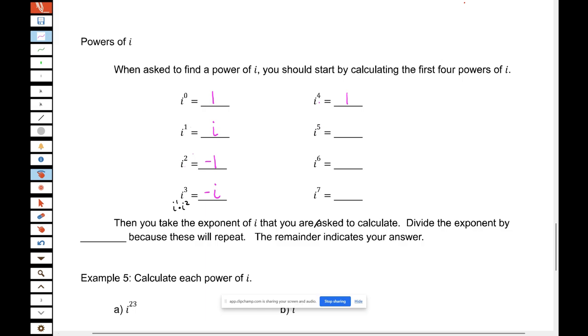i to the fifth could be i to the fourth times i to the first. 1 times i is 1i or just i. i to the sixth can be i to the third times i to the third. So -i times -i is -i squared. And since i squared is -1, it's -1 times -1, which is 1, but that's not right. I'm thinking wrong.